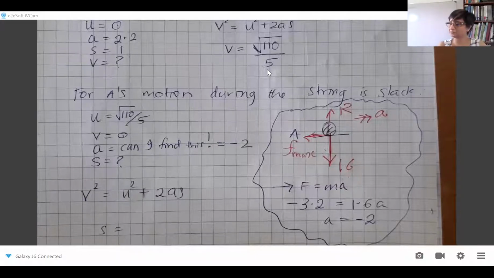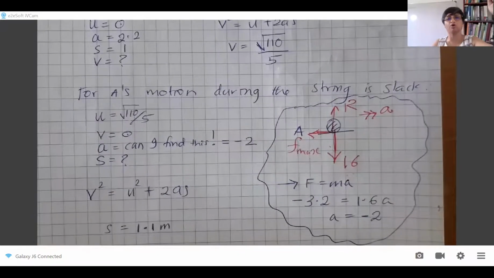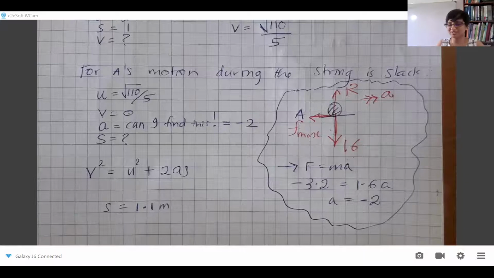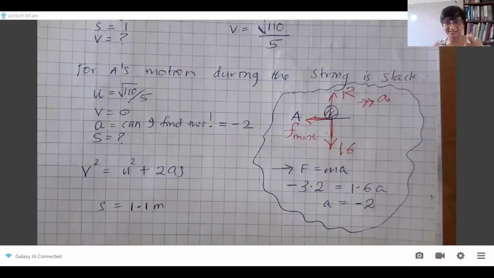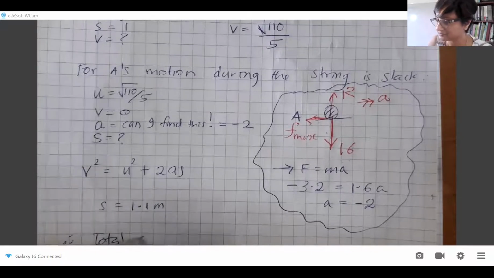Right. Okay. What's S? For this, 1.1. Yes, good. S is 1.1. Now can you tell me therefore the total? It is 1.1 plus 1. Very good. Therefore, total distance traveled by A: it traveled 1 meter as B went 1 meter down, along with B, and then it subsequently went 1.1 meters. 2.1 meters. Very good.